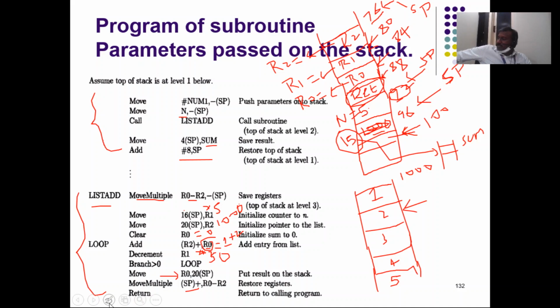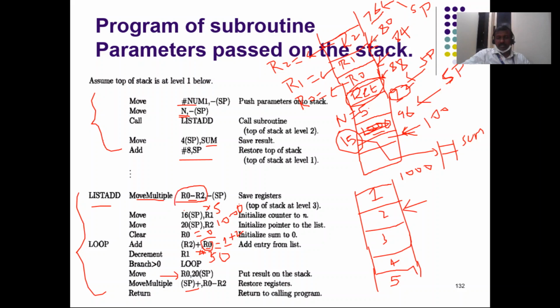Okay, so basically the point we are discussing here is how parameters are passed in the stack. So what are the parameters? If you see, num1 is a parameter, n is a parameter. These are parameters. Apart from that, we also use registers. R0 to R2 we are using.